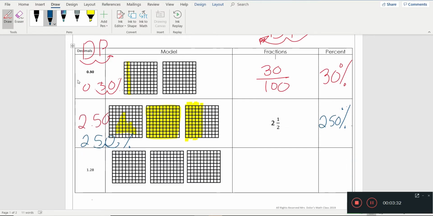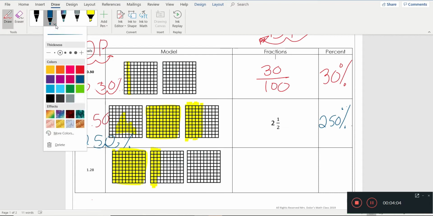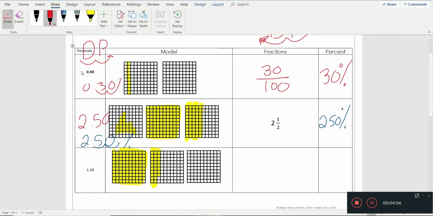Next, we have now 1 whole and 28 squares. So we have now here 1 whole and 28 hundredths, right? So what we're going to do is count 28. So this one row is 10, then 20, then 8. You have just to leave 2 on that column. Okay. So what we're going to do now is write this down into fractions. So 1 whole and 28 over 100.